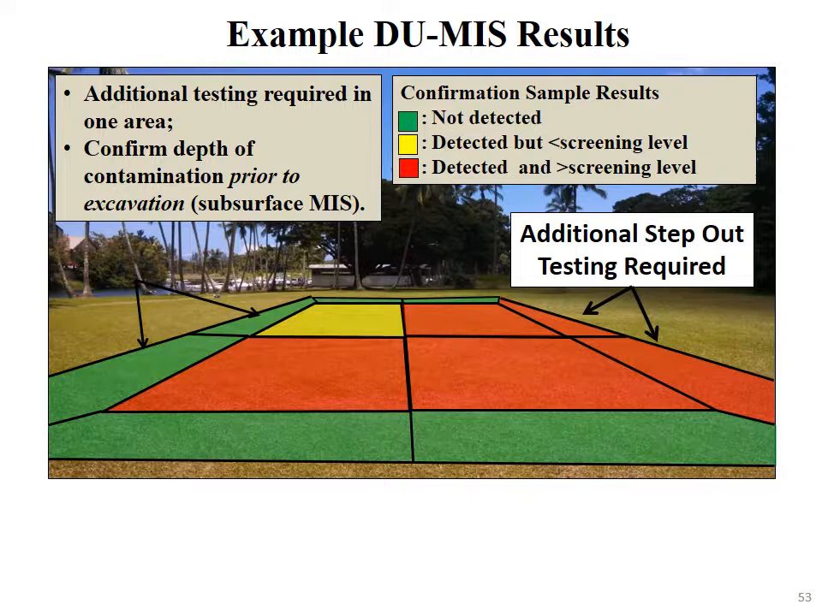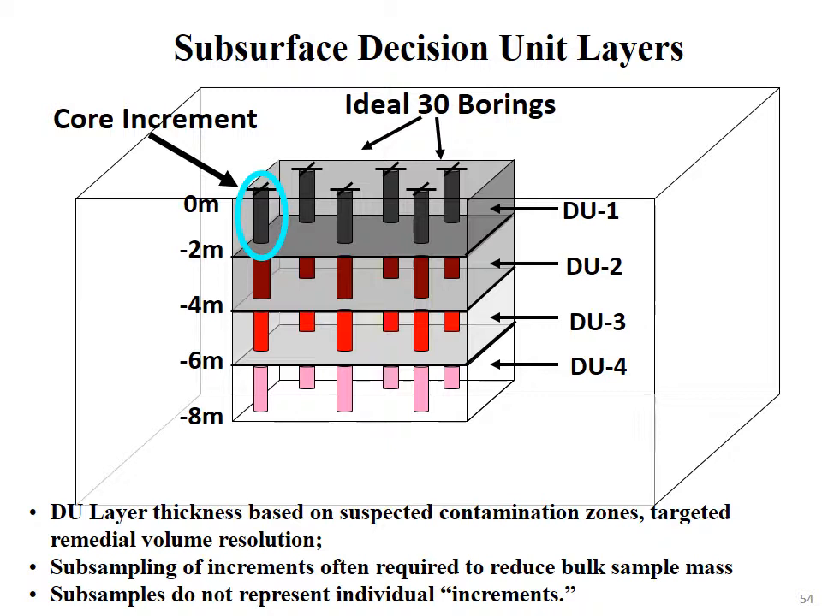We talked about this before, designating DUs. Again, based on your conceptual site model, you would split the site up first into surface decision units, and then you would split up some or all of the surface decision units into decision unit layers to get a better vertical resolution of contamination. So again, just because one of your targeted DU layers is covered with additional soil doesn't mean that sampling theory doesn't apply. It still does. You need to collect at least 1 to 2 kilograms of soil from that targeted DU layer, ideally from at least 30 points or more.